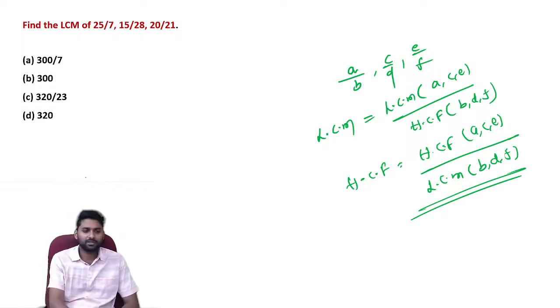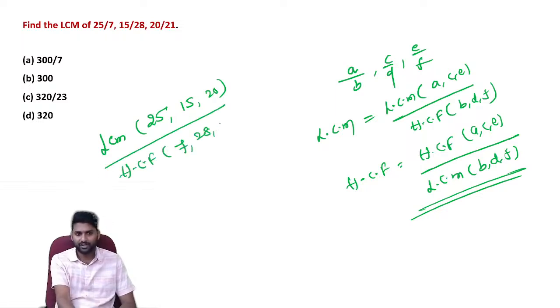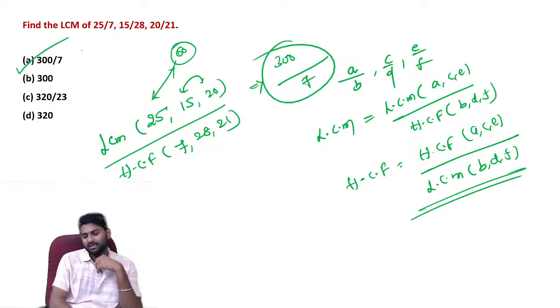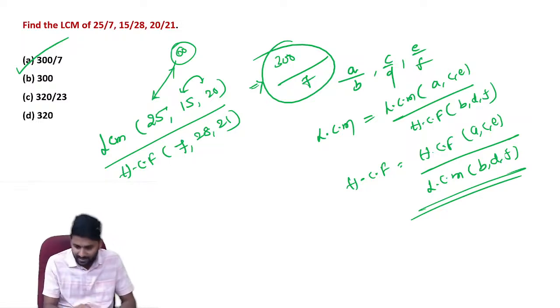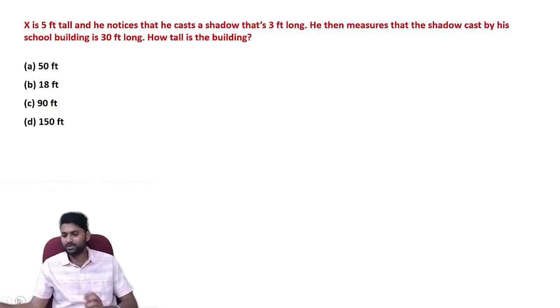Now find the LCM of all these numbers. LCM of 25, 15, 20 divided by HCF of 7, 28, 21. See here the denominator is all about HCF. Here the common factor is 7. So what about the numerator part? 15 and 20, if you go through that LCM, it is 60. If you go for 60 and 25, LCM is 300. Be faster in the calculation. Here LCM of all those fractions is 300 by 7. Try to answer this question.